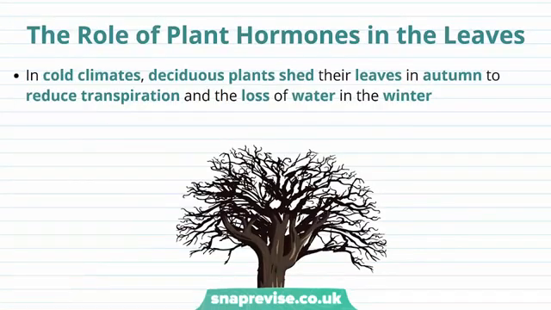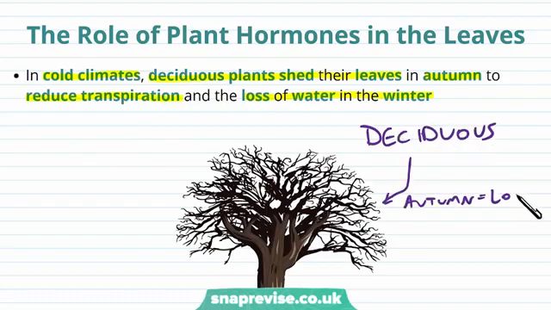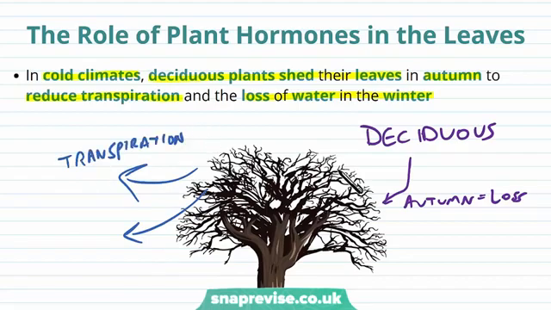Plant hormones play an important role in the leaves as well. In colder climates, deciduous plants shed their leaves in the autumn time to try and reduce the transpiration from their leaves and the loss of water in the winter. So deciduous plants end up losing their leaves in the autumn, and they regrow their leaves in the spring. The reason for this is to reduce transpiration, and in the winter it's very easy to lose water from the leaves in transpiration. So because of this, the deciduous plants aim to shed their leaves, and therefore they reduce their loss of water in this process.